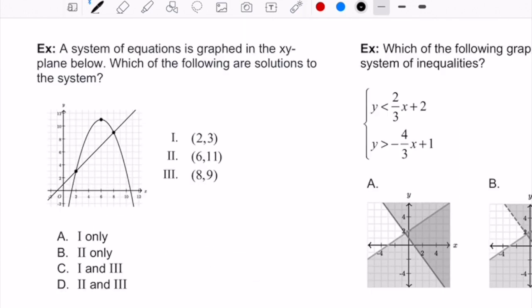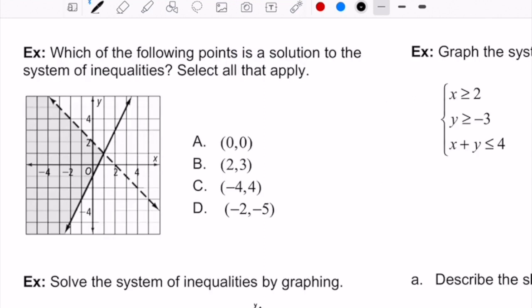Here on this next example, it gives us a system of nonlinear equations that's graphed below. It says, which of the following are solutions to the system? So remember, solutions to the system are the points where they cross. So it looks like we have one here and we have one here. So this one has two solutions. 8, 9 is one of the points and 2, 3 is the other point. So the answer for this question, we would select C because of the numbered choices, 1 and 3 are the two ordered pairs that are solutions to the equations.